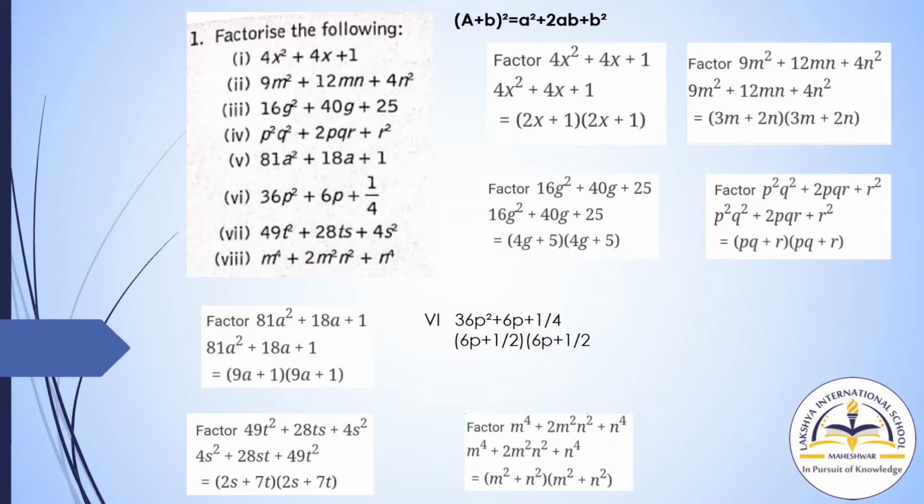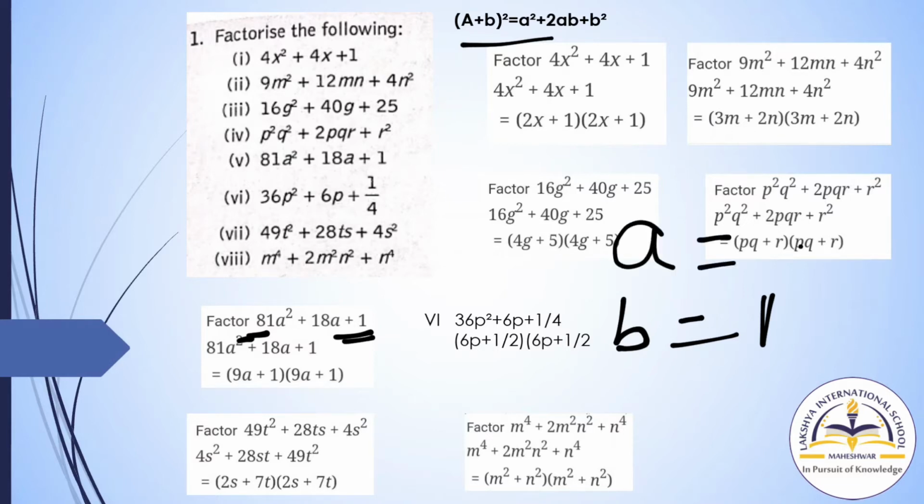Now we will solve question number 5, that is 81a square plus 18a plus 1. Now here again you just see in place of b, it means b equals 1, and in place of a there is 81, and according to our identity, here it is a square. When we compare a square and 81a square, the value of a equals 9a, because there is the variable a.